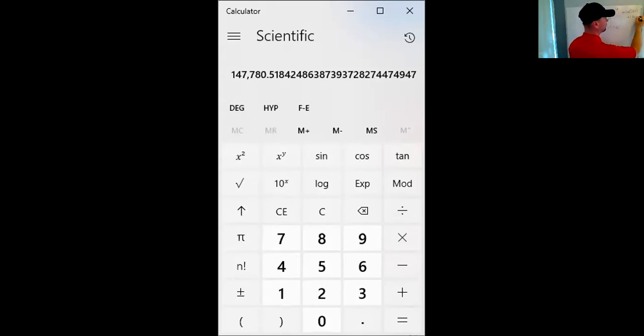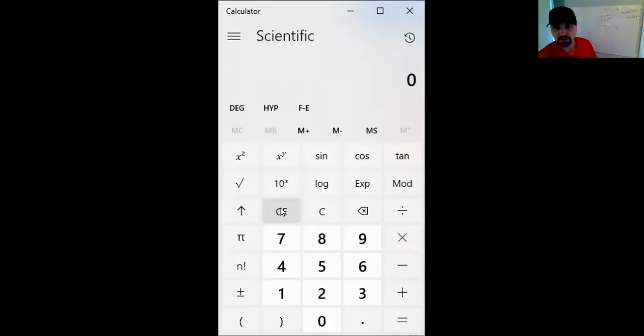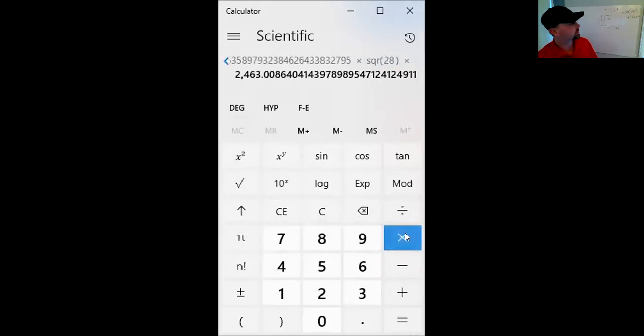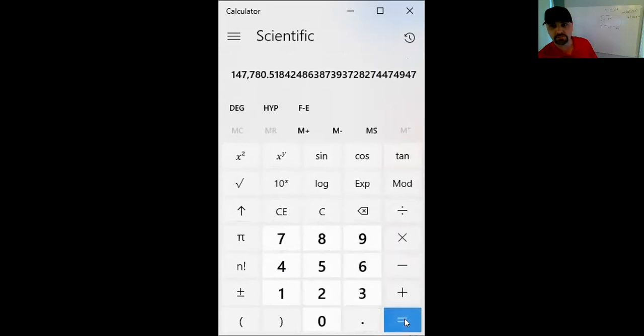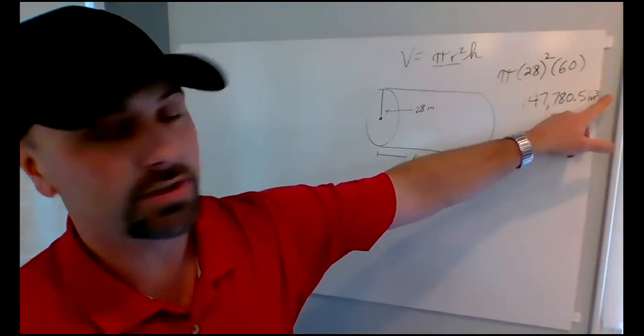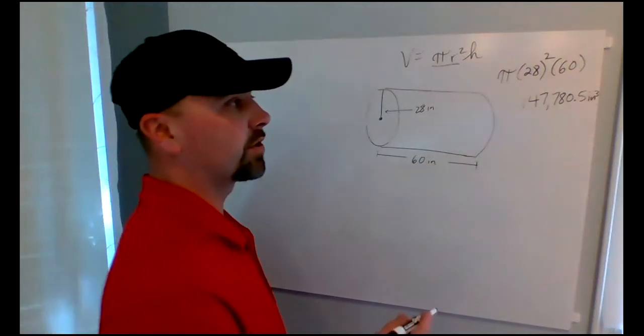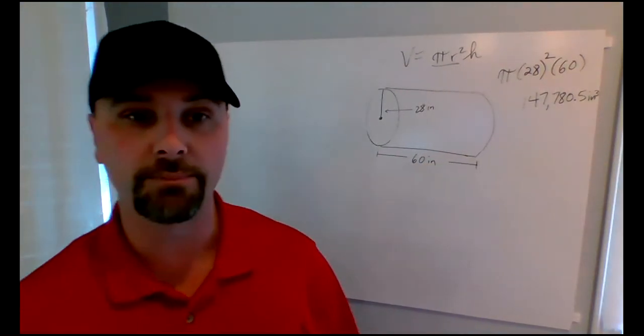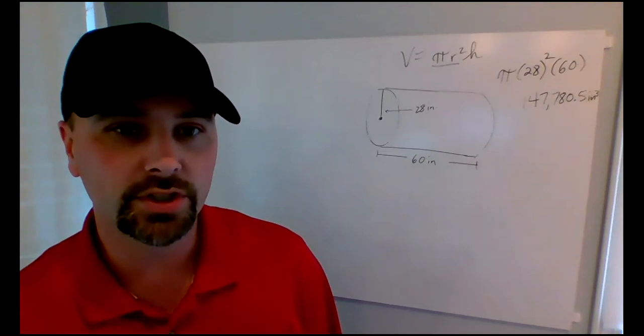147,780.52. We'll just call it 147,780.5. Cubic inches. Hopefully you got that part. This seems like a big number. I'm going to double check my math there. Pi times 28 squared times 60. Yeah, I think it's right. Okay. So there it is. Again, it's inches to the third power, cubic inches, 147,780. Hopefully that's what you got. Let's go back to the worksheet.